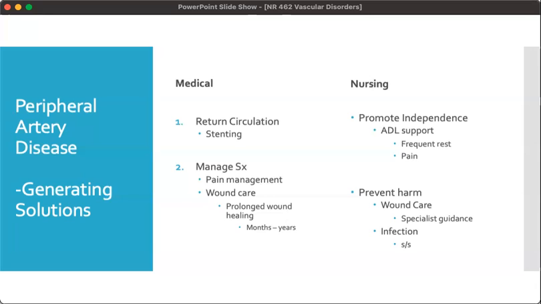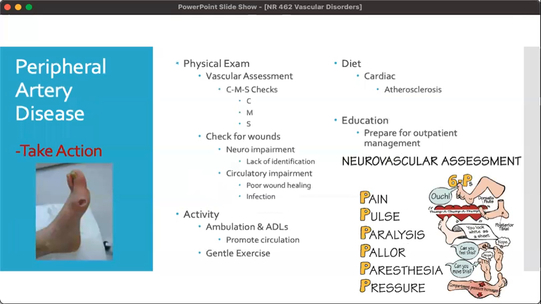And if they have wounds, we always want to be on the lookout for infection signs and symptoms. So redness, erythema, edema, pain around those punch wounds is really suspicious for infection. So we do want to look out for those things.